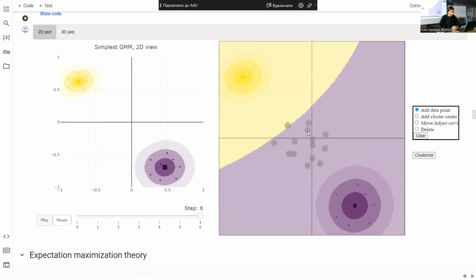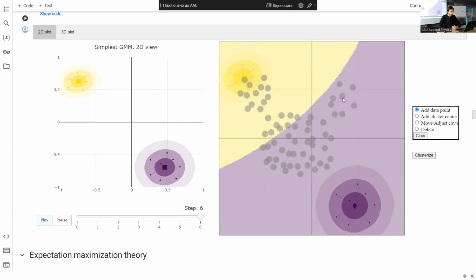Okay, so I'm trying to create some big blob in here, more or less round. That will be the head of the Mickey Mouse. And let's give him some ears, yeah? So let's do something like this.